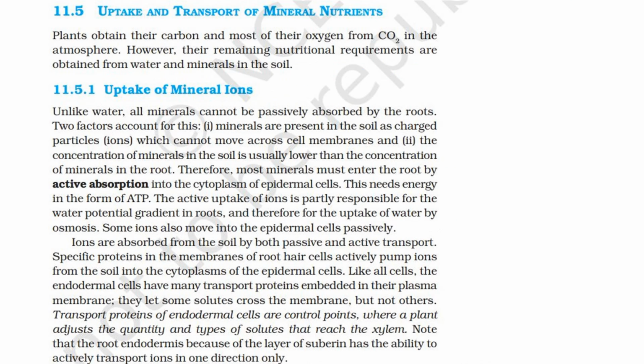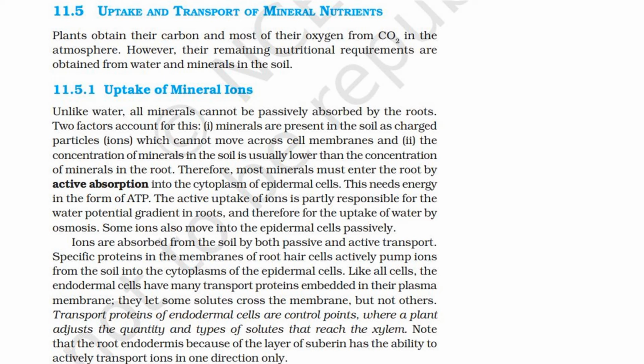Uptake and transport of mineral nutrients. Plants obtain their carbon and most of their oxygen from CO2 in the atmosphere. However, their remaining nutritional requirements are obtained from water and minerals in the soil. Uptake of mineral ions. Unlike water, all minerals cannot be passively absorbed by the roots. Two factors account for this.